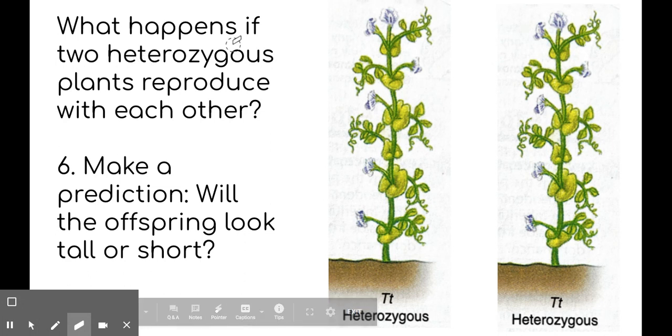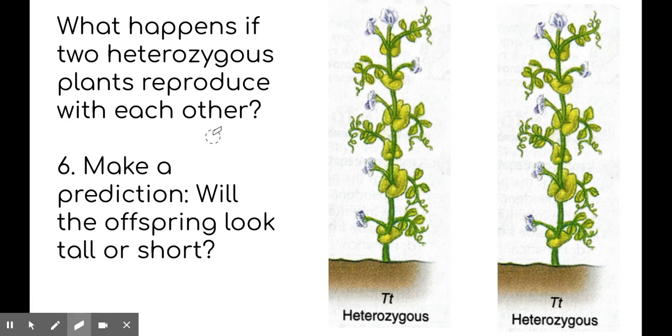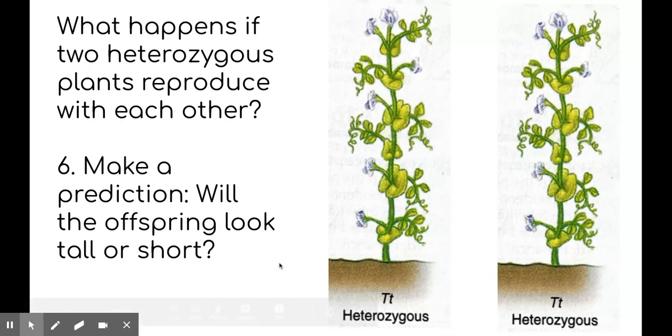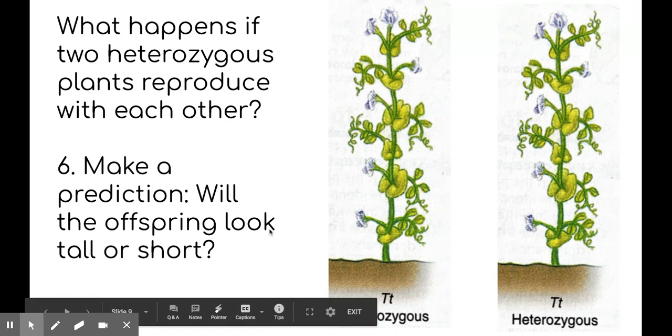All right. What happens if two heterozygous plants reproduce with each other? So let's take a look at this plant here and this plant here. What would happen if they had a baby? Make a prediction. Will the offspring look tall or will it look short? Go ahead and pause the video. I want you to make your prediction here.